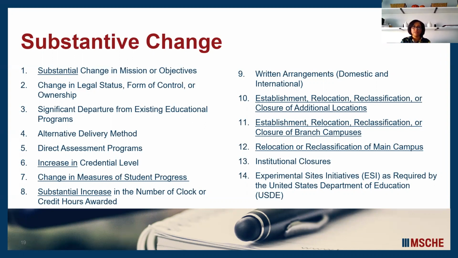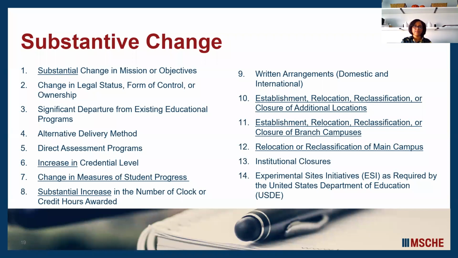Number 7, change in measures of student progress is defined as a change in the method the institution uses to measure student progress in completing requirements for a credential, and this includes the subtypes such as clock or credit hours, semester, trimester, quarters, or time-based or non-time-based methods. And those are new subtypes. And number 8, substantial increase in the number of clock or credit hours awarded. This is for programs with an increase of 25% or more in the clock or credit hours.